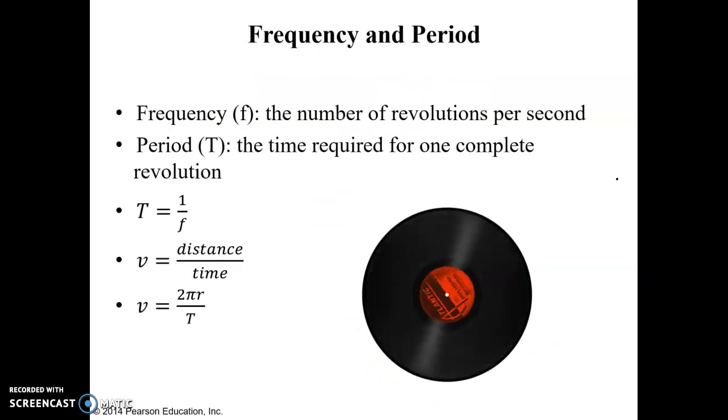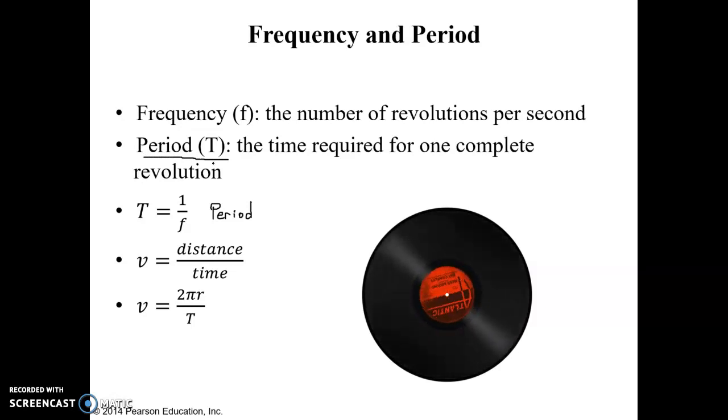So some terms to talk about here when we discuss circular motion. First thing here is period. T in this case is representing period. T, I believe, is for time. I think that's where the abbreviation comes from, because it is a unit of time. Period is telling us how long it takes for this record, for instance, to go all the way around.